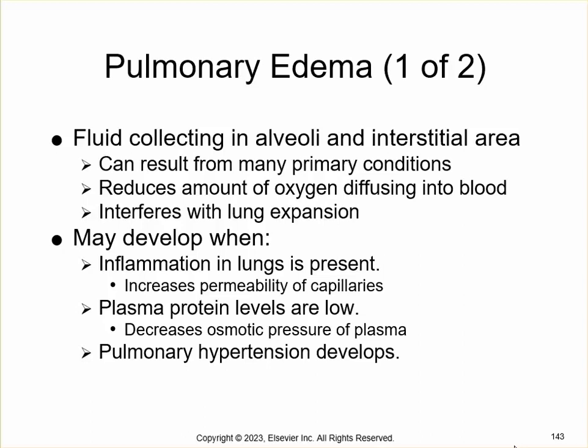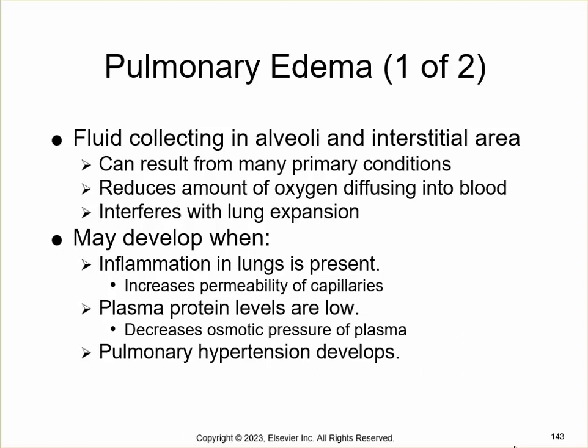So inflammation in the lungs will do it because inflammation causes increased permeability and more fluid. If you remember PRISH, it's just inflammation. There's edema that goes with it.